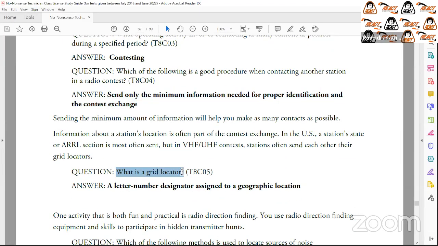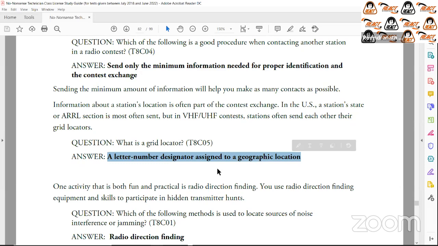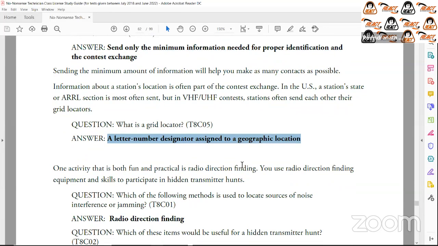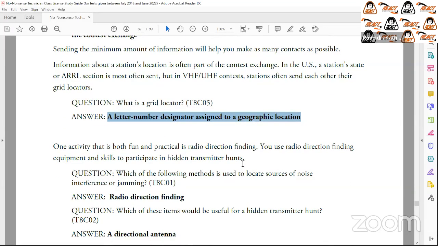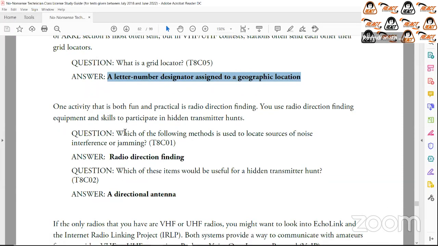What is a grid locator? Well, hams often don't just use latitude and longitude to describe where they are. They will send a letter number designator assigned to a geographic location. I think the last time I mentioned my location is Foxtrot Kilo 90 Foxtrot Papa, FK90FP. So that is how we exchange our location as amateur radio operators using a grid locator.